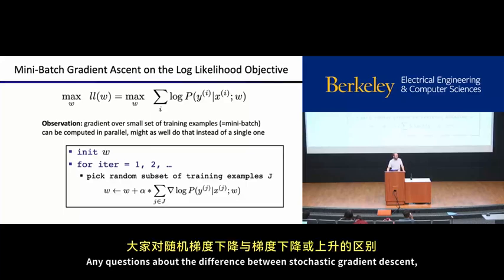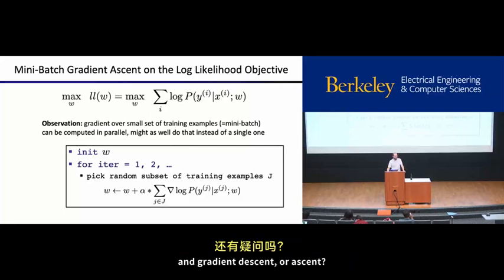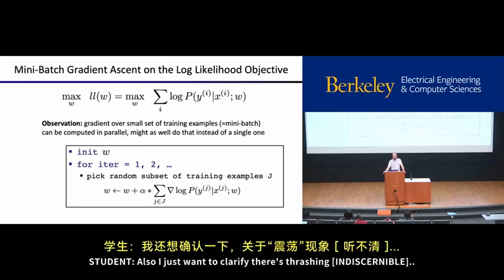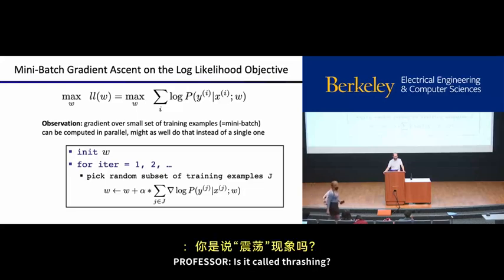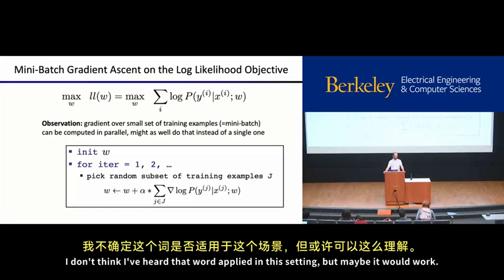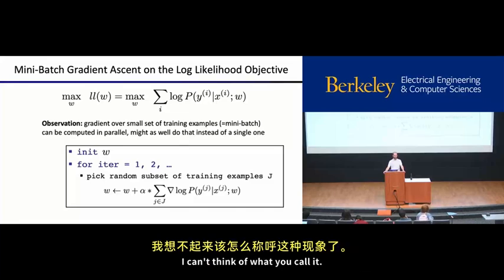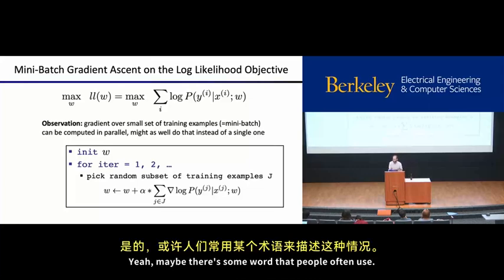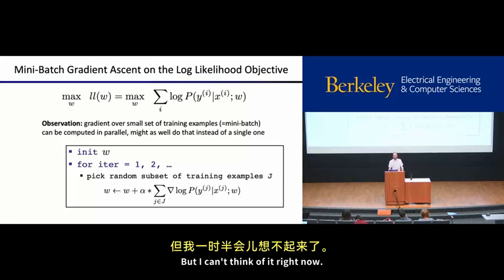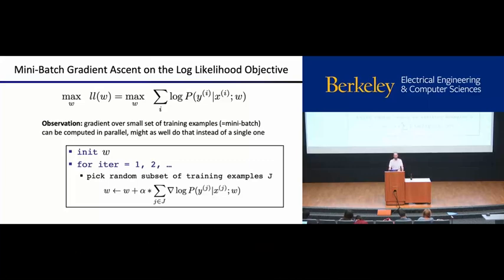Any questions about the difference between stochastic gradient descent and gradient descent or ascent? Yeah. And also, I just want to clarify, there's thrashing if you're optimistic, is that what it's called? Is it called thrashing? I don't think I've heard that word applied in this setting, but maybe it would work. I can't think of what you call it. It doesn't converge. It bounces around too much. Yeah, maybe there's some word that people often use, but I can't think of it right now. If you say thrashing, I think people know what you mean.